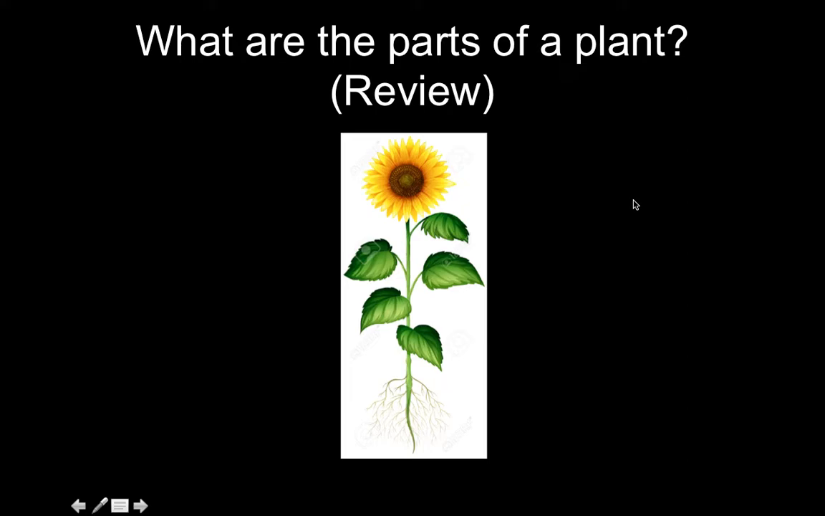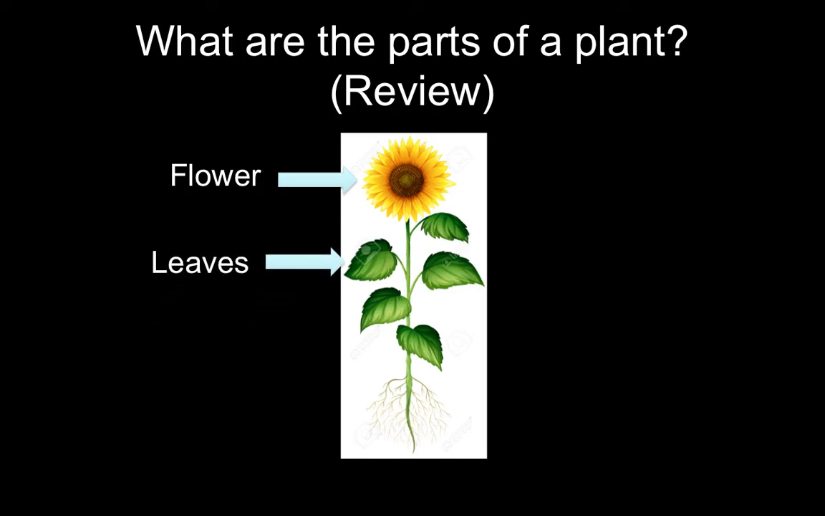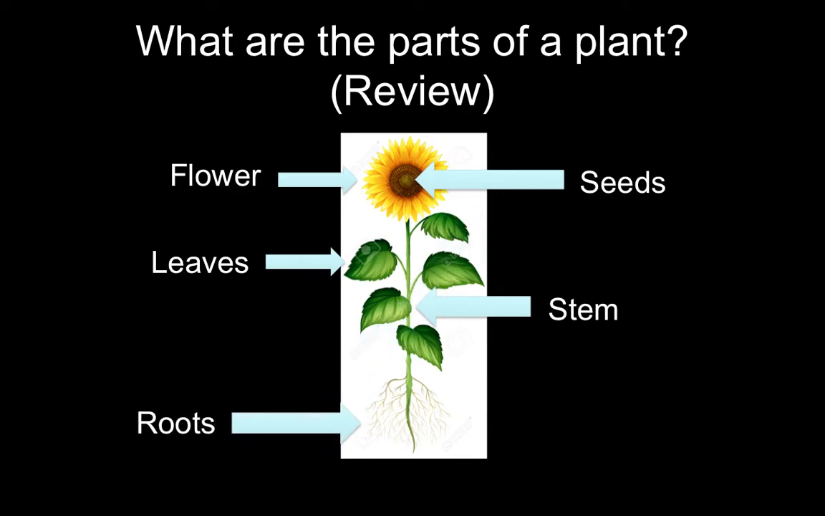What are the parts of a plant? This is also a review of something that we learned already, so I'll give you a few minutes to think of the names for the 5 parts of a plant. Okay, the 5 parts of a plant are the flower, the leaves, the seeds, the stem, and the roots. Great job.